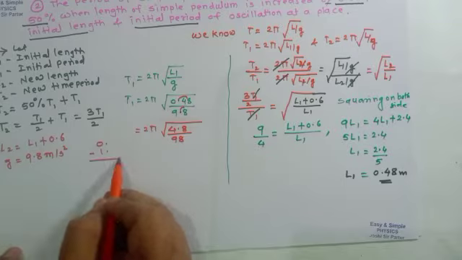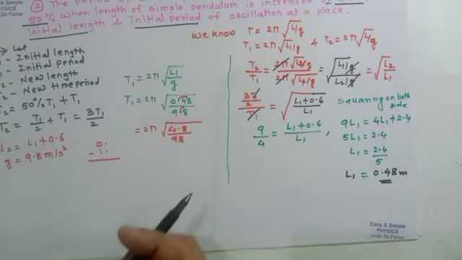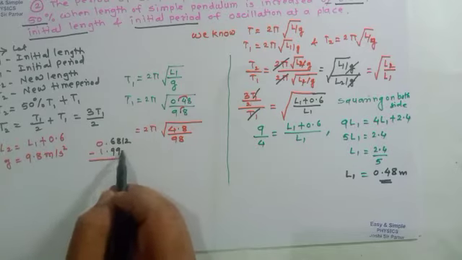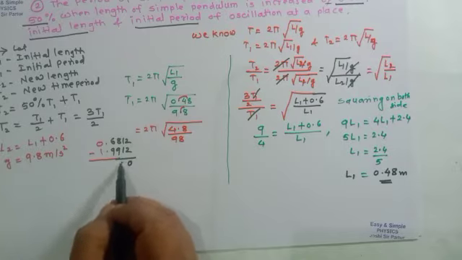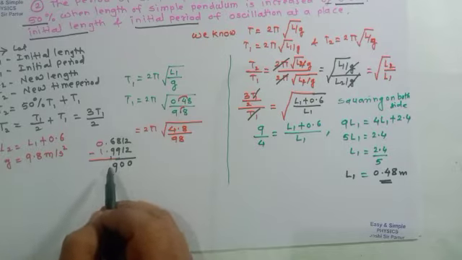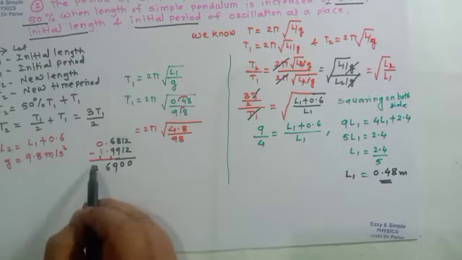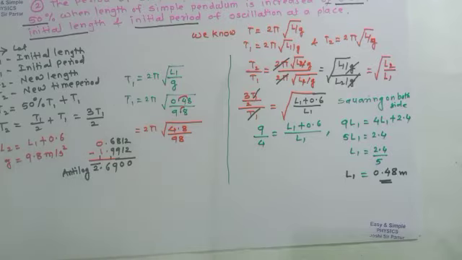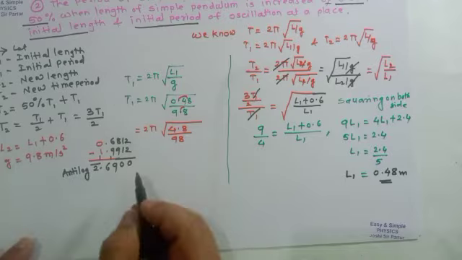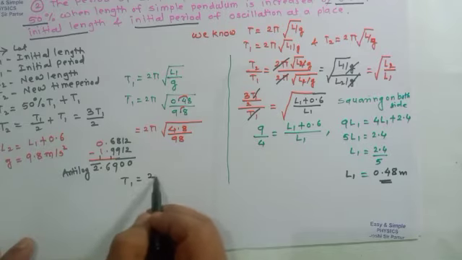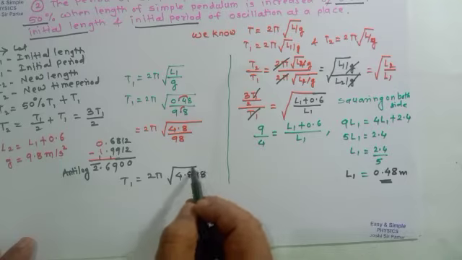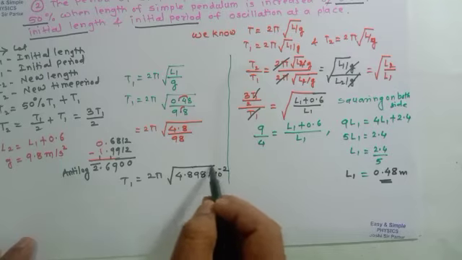log of 48 is 6812 and log of 98 is 9912. Subtracting, we get bar 2 point 6900. Take its antilog. Antilog of 0.69 with mean difference 0. So T1 is equal to 2 pi square root of, antilog will be 4.898 into 10 to the power minus 2.